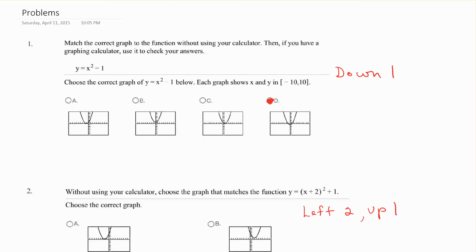All right, let's look at the first problem. Match the correct graph to the function without using your calculator. So we're going to use that idea of the translations. In this one, we have x squared minus 1. So remember, if we're adding or subtracting, we're going to move up or down. So that means we're going to go down 1. When we look at these pictures, this one went left, this went up, this went right, this one went down.